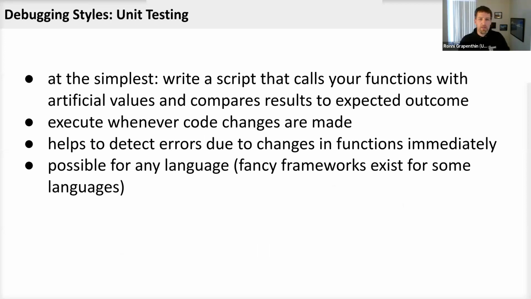Unit testing is, at the simplest, writing a script that calls your functions with artificial values and compares results to the expected outcome. The example was the great circle distance, right? We expect a certain distance between the points A and B. If that distance isn't correct, something is going wrong. Execute these unit tests whenever code changes are made. It helps us to detect errors due to changes in functions immediately because you just made the change, and it's possible for any language. There are fancy frameworks for some languages.